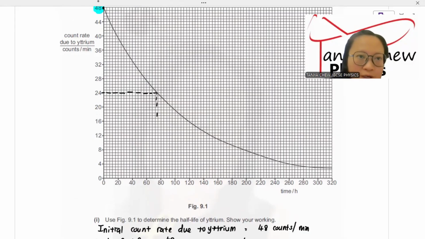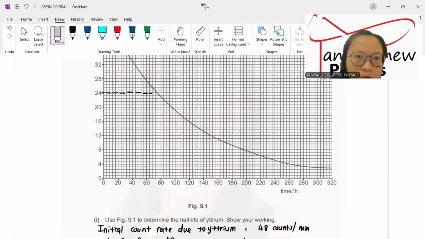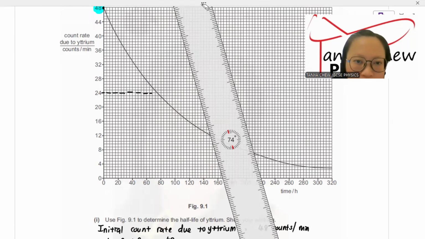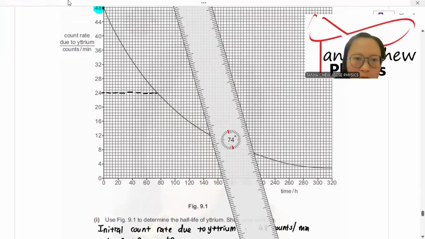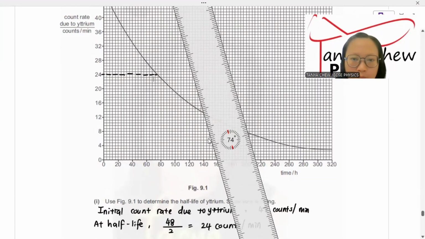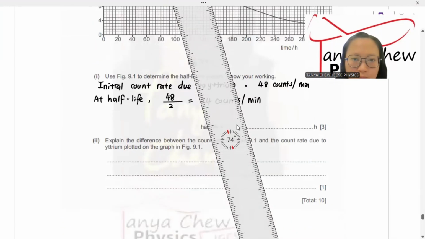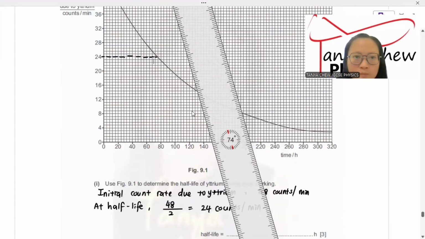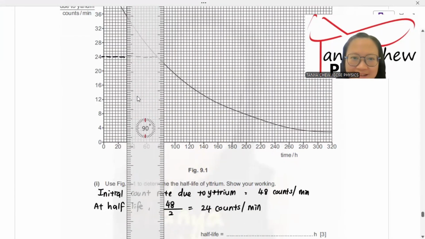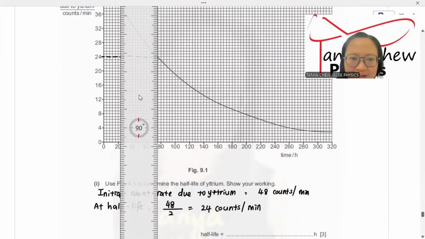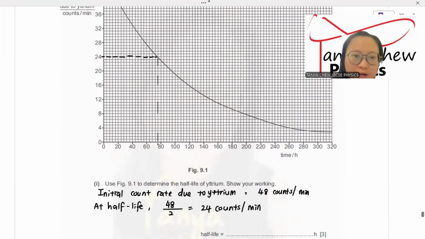Oh, wait, let me draw it nicely. I use the ruler to draw it. So this is it. Okay, what is the value right here? You have to look at the value carefully, extra careful.